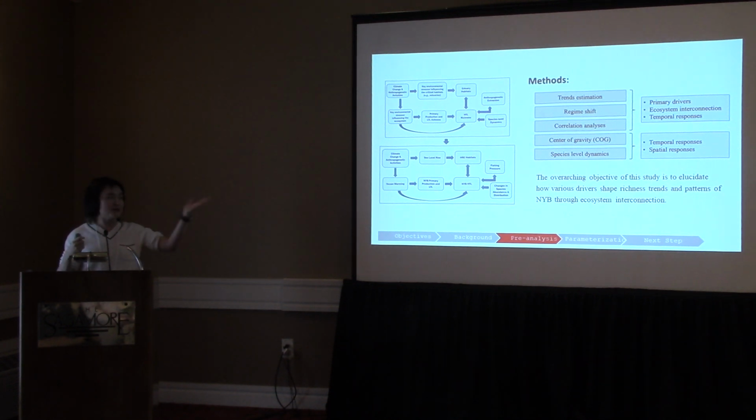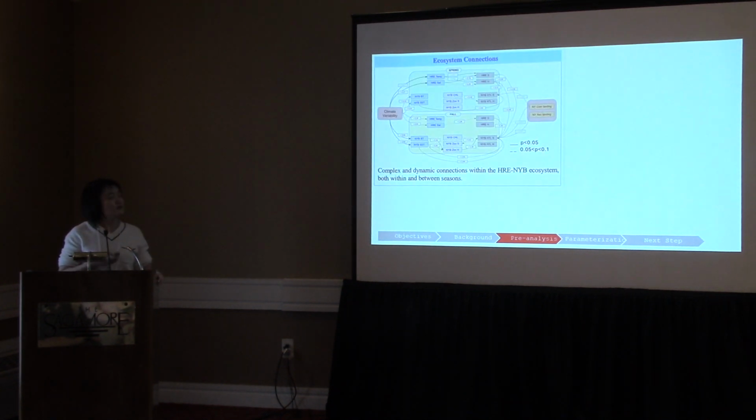So using those methods there, we evaluate how these different types of drivers influence the overall species richness through the ecosystem interaction. So we found that there were a lot of complex connection within Hudson River Estuary New York Bight ecosystem, both within and between seasons.